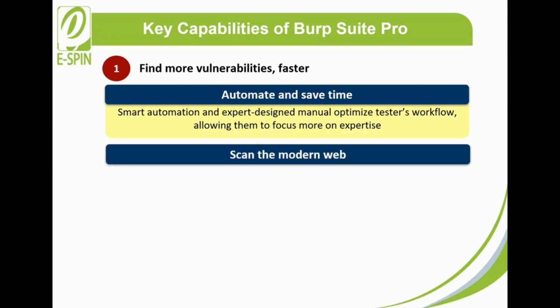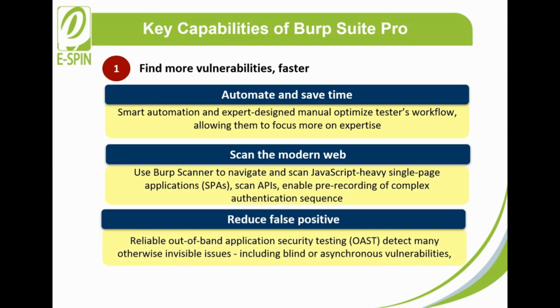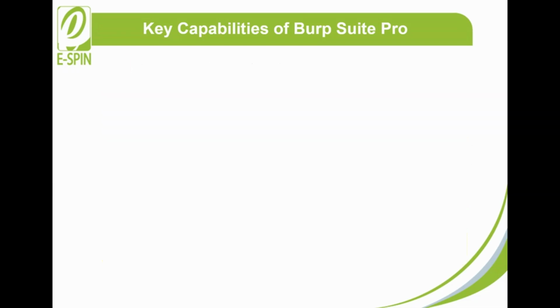Burp Suite is built upon Burp Scanner, which allows it to navigate and scan JavaScript-heavy single-page applications, SPAs, scan APIs, and enable pre-recording of complex authentication sequences. Burp Suite Pro gives lower false positives. With its reliable out-of-band application security testing, OAST, it is able to detect many otherwise invisible issues, including blind or asynchronous vulnerabilities. Burp Suite Professional lets you test like a pro.